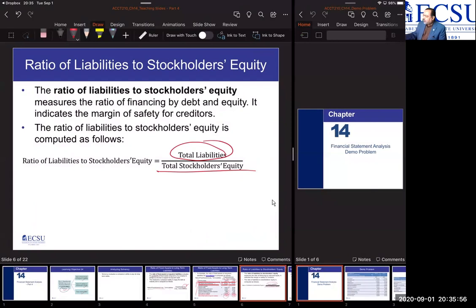Now, if this ratio is very high, then the creditors will be a little worried because the company is using their money rather than the stockholders' money. So that is why they may not be willing to lend as much money to you as a company. So that is the interpretation of that.